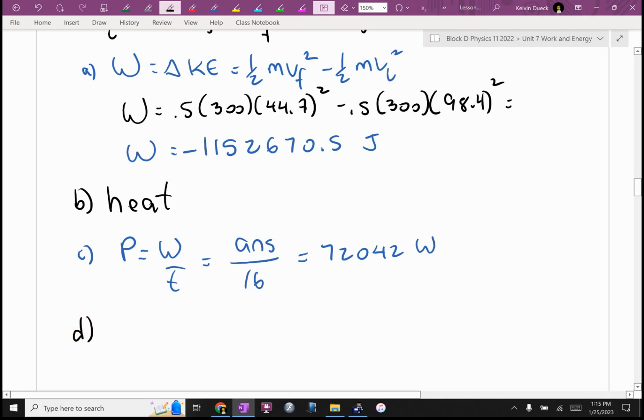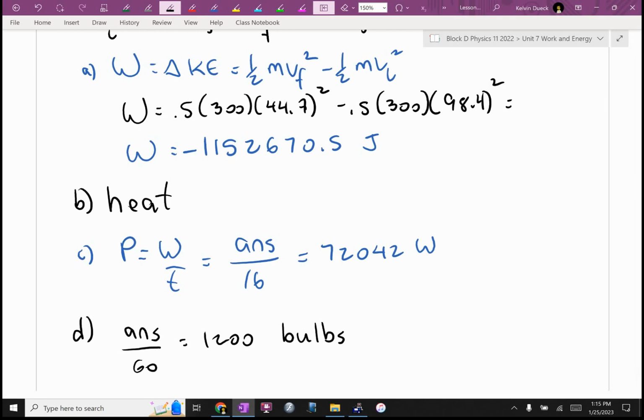How many 60-watt light bulbs could we light? What will I do with this number to figure that out? Okay, answer button divided by 60. How many motorcycles does it take to light a light bulb? Or how many light bulbs can we light? More than one? More than 1,000? How many? Okay.